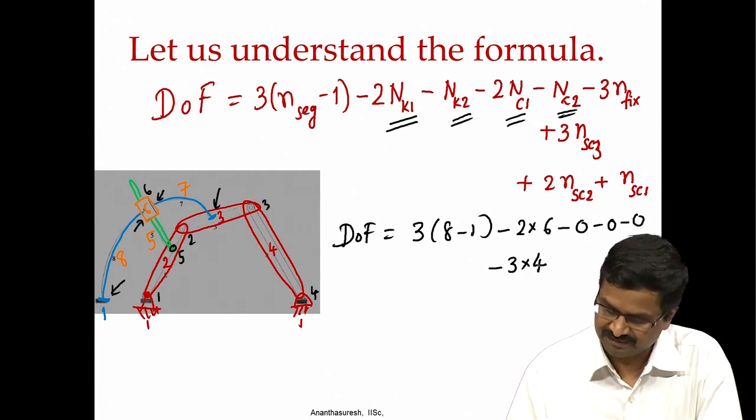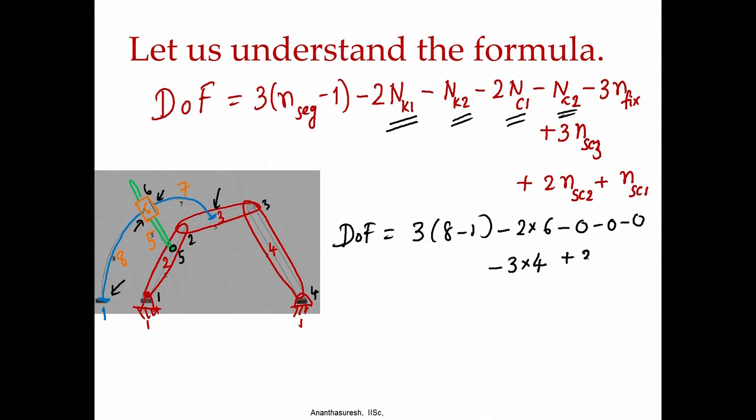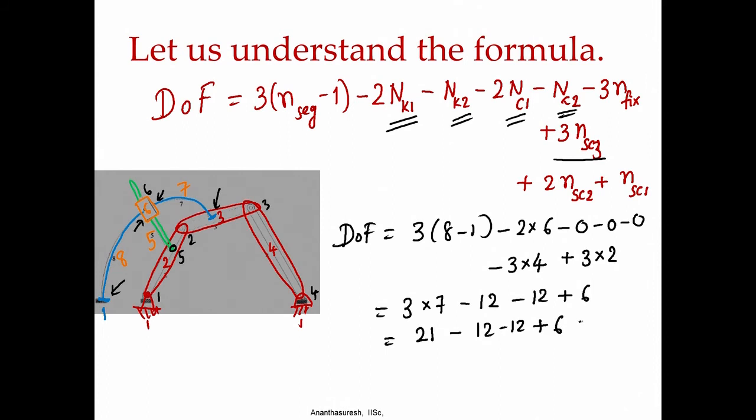So, if I do that, it will be 3 into 2. Okay. That is I am taking this, then NSC2, NSC1 does not matter. So, in this particular case I get 3 into 7 minus 12 here, minus this is 12, and this is 6. So, what I have here is 21 minus 12 minus 12, that is 24, that is minus 3 overall and then plus 6. So, what I get is 3, and these 3 degrees of freedom can be interpreted.